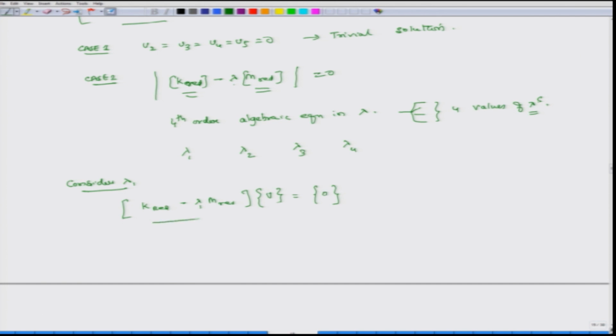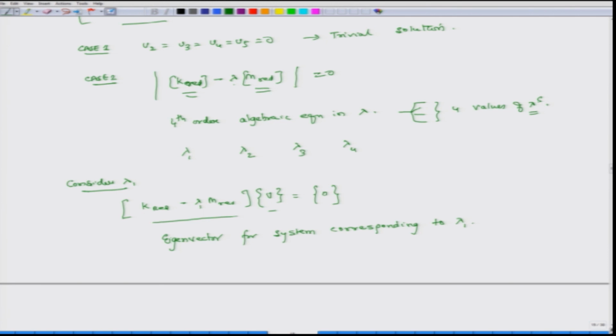Now, I know everything in this matrix, I also know lambda 1. So, I can find the relationships between u2, u3, u4 and u5. When I get those relationships, that solution for u is called eigenvector for system corresponding to lambda 1, corresponding to the first eigenvalue.